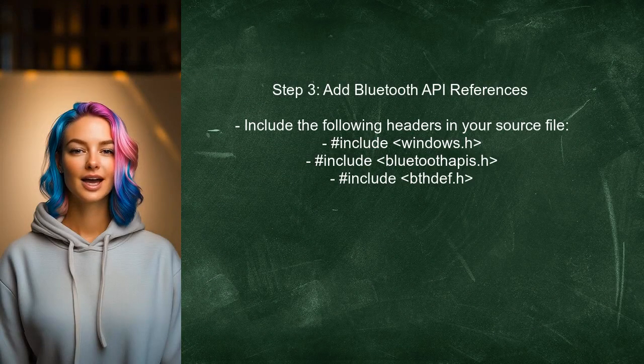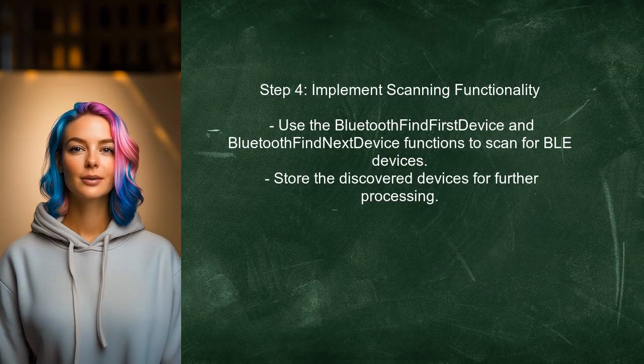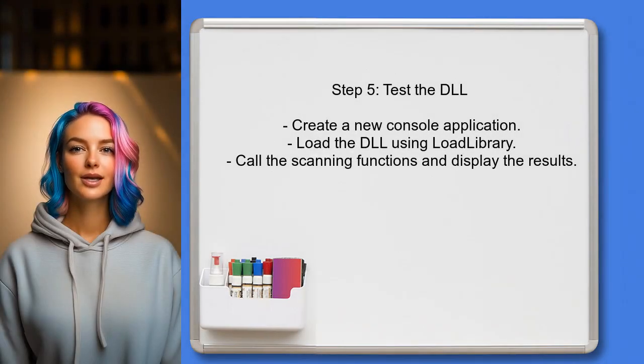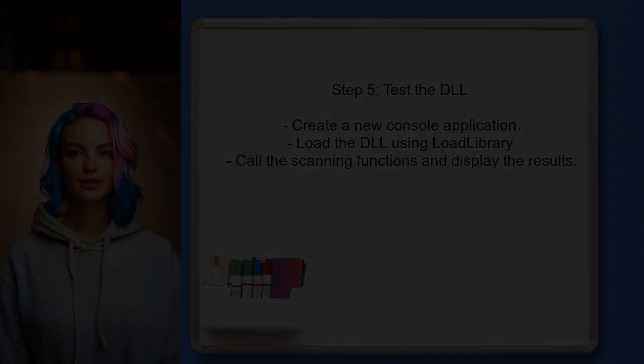Now the user should add the necessary references to the Bluetooth APIs. This can be done by including the appropriate headers in their C++ source files. After setting up the references, the user can start implementing the scanning functionality. This involves using the Bluetooth APIs to discover nearby BLE devices. Finally, the user should test their DLL by creating a simple application that loads the DLL and calls the scanning functions. This will help ensure everything is working as expected.